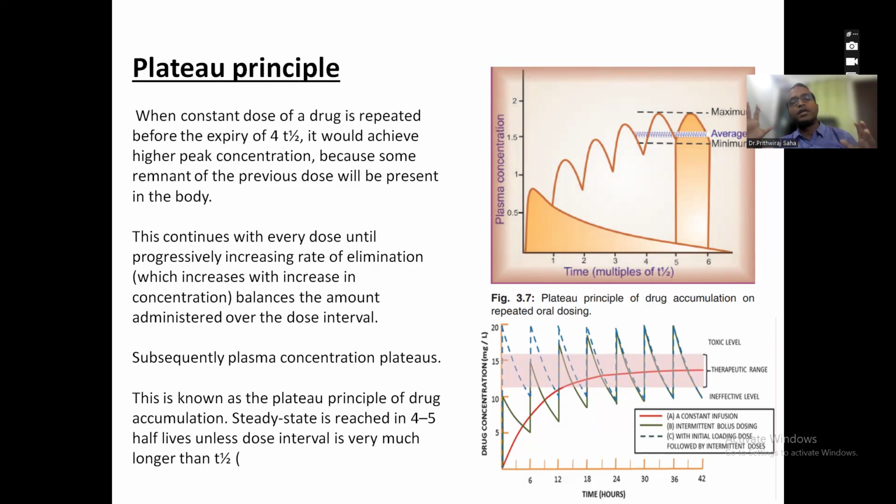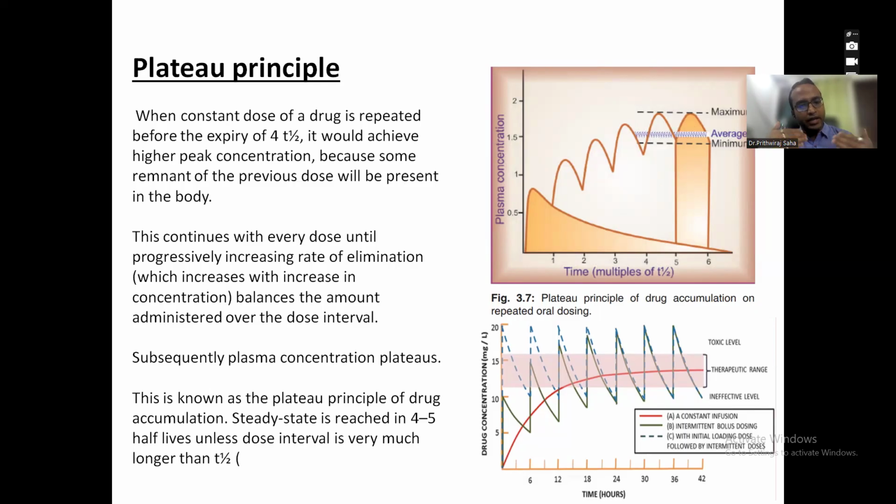If we are waiting for the concentration of the drug to come down and the duration is very long, then the plateau will not be achieved. But if we are giving at a fixed interval meant to achieve a plateau level of the drug, then subsequently the plasma level will rise. And at a point, what happens during the plateau phase? The amount of drug administered and the amount of drug eliminated become equal. So the patient maintains a plateau phase or plateau level of the drug.